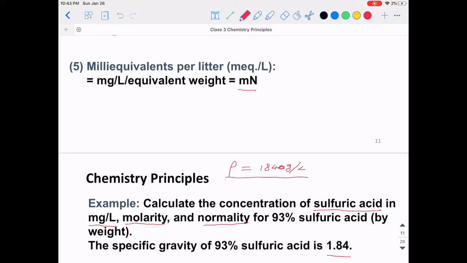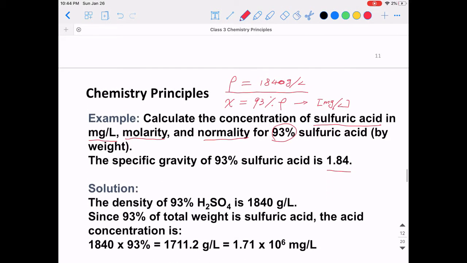So further, we know that this solution contains 93% sulfuric acid. So now, if we want to show the mass concentration, then we have to calculate based on the density, right? Because 93% of it is going to be represented by the sulfuric acid. And further, we can convert this unit into values in milligram per liter. So this is how we can solve it, right?